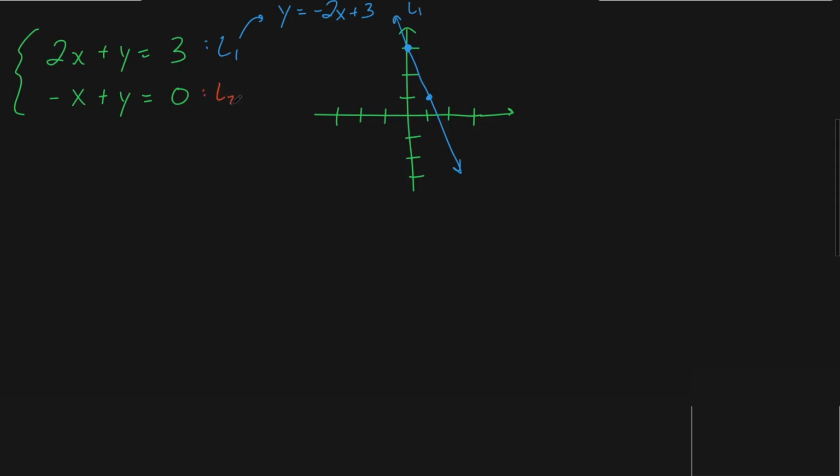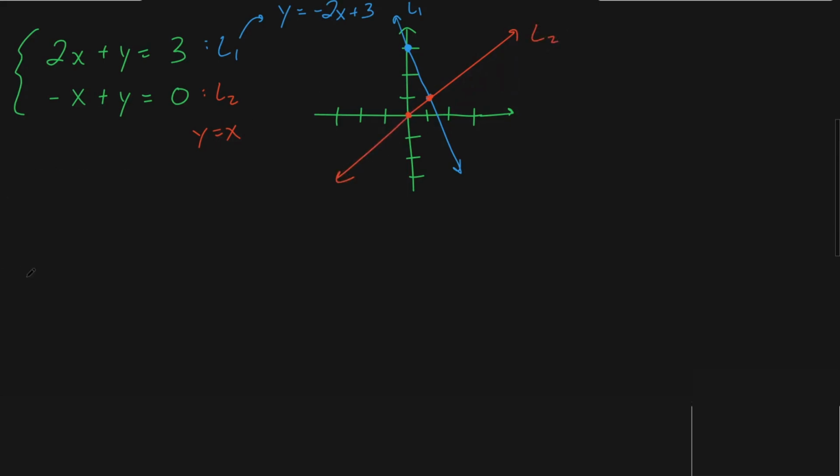And what about our L2 line? If we do something similar here and rearrange it, we can see that this is the line y equals x. That's just our slope 1, y-intercept 0. It goes right 1, up 1, so it'll also go through this point right here. And so this is what our L2 looks like.